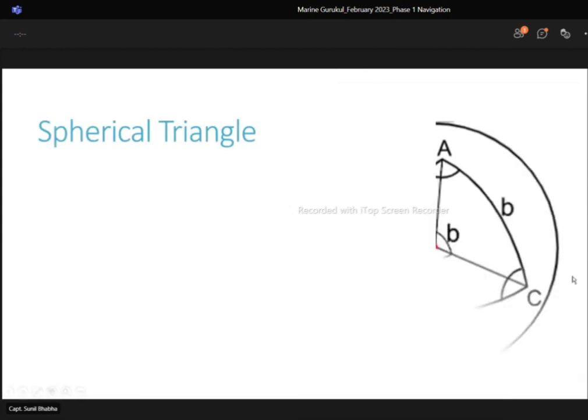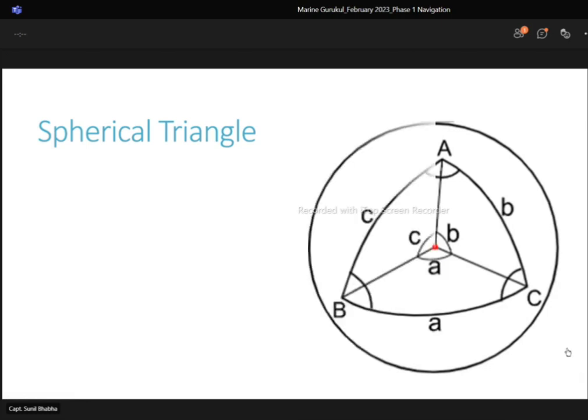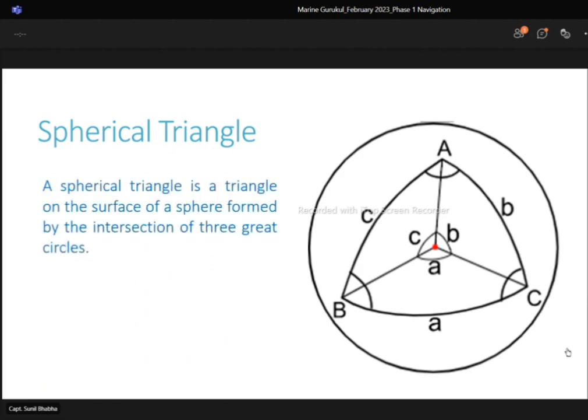Now we move on to the concept of a spherical triangle. We are familiar with plane triangles. We use them very often in our calculations. Now we are going to understand what a spherical triangle is. We have the diagram on the screen. A spherical triangle is a triangle on the surface of a sphere formed by the intersection of three great circles.